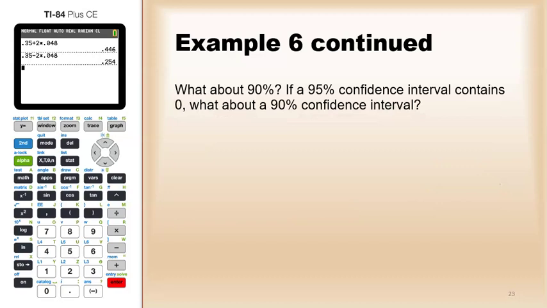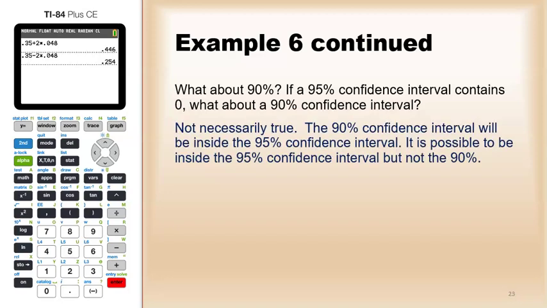What about this one? If a 95% confidence interval contains 0, what about a 90% confidence interval? In this case, the 90% is completely inside the 95%, so it might have 0 or it might not. So this is not necessarily true for the 90% to have 0 as well. The 90% confidence interval will be inside the 95%, so it is possible for 0 to be inside the 95%, but not in the 90%. That is, maybe it's true the p-value is more than 0.05, but that could still be less than 0.1 as well.